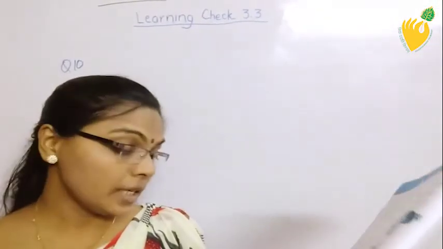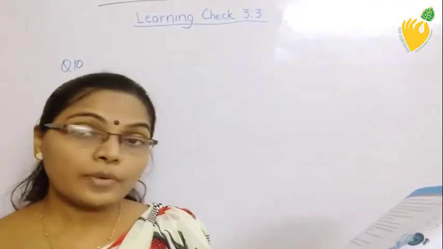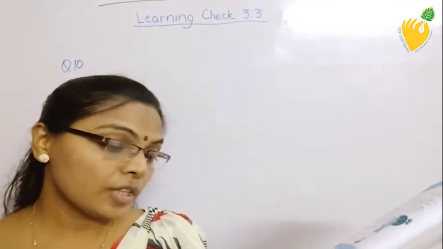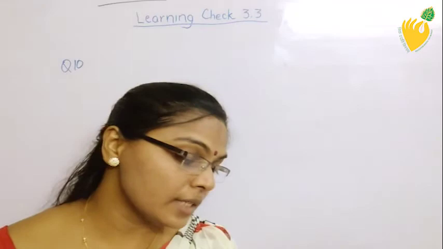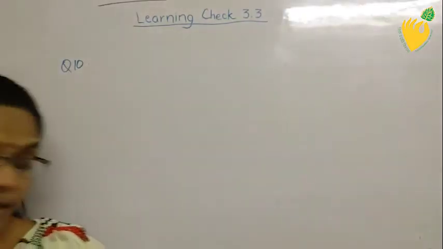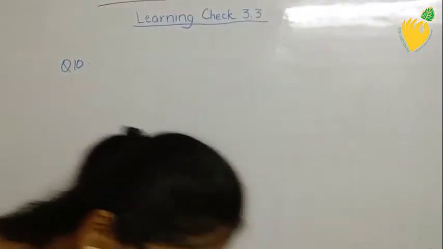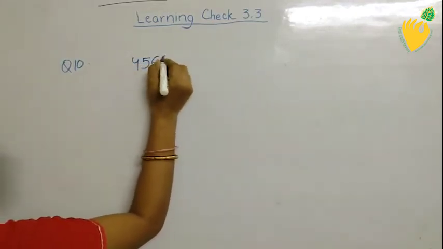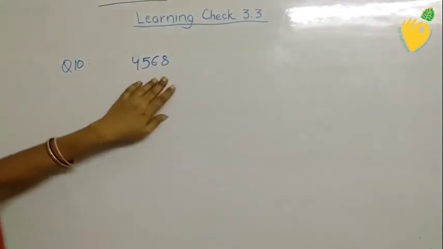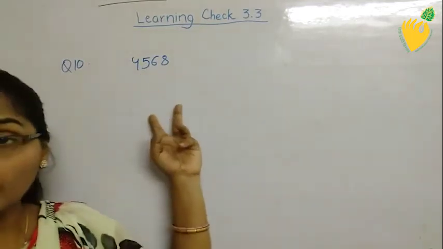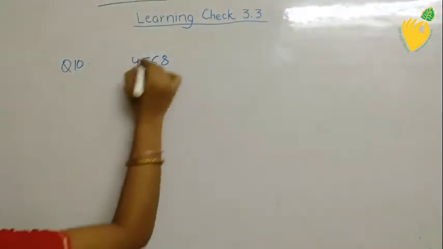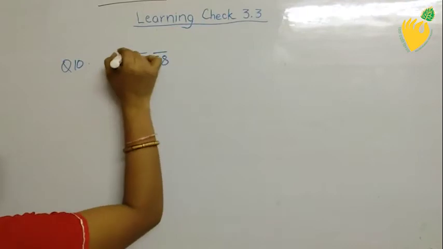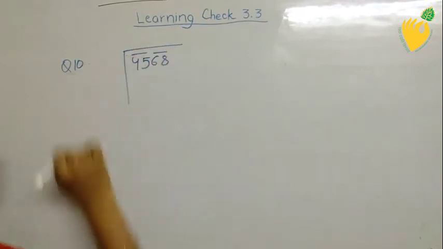Next question, that is question number 10: the least number to be subtracted from 4568 so that the resulting number becomes a perfect square. So first of all, students, you will find the square root of this number. This number is not a perfect square. So students, you will make the pairs like this.